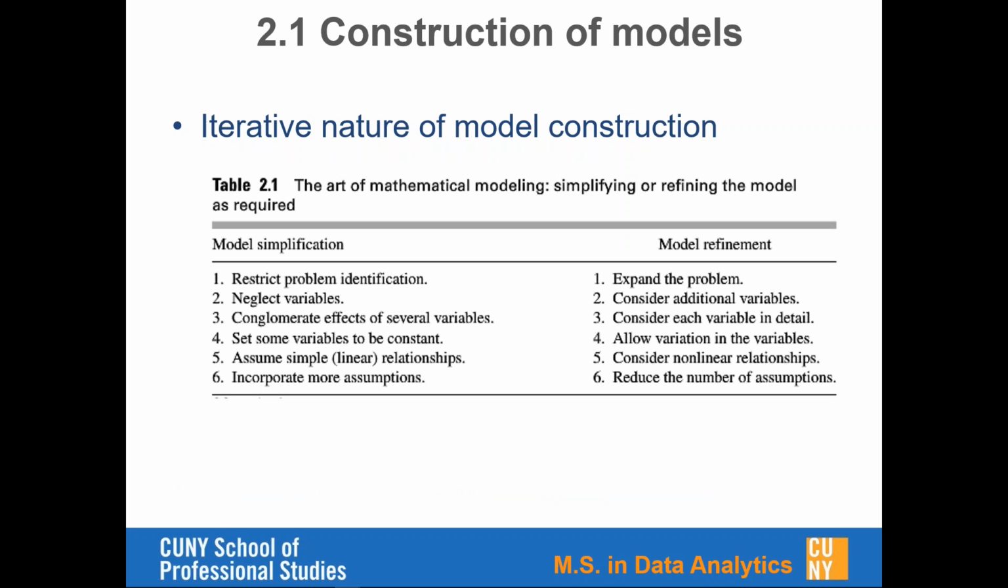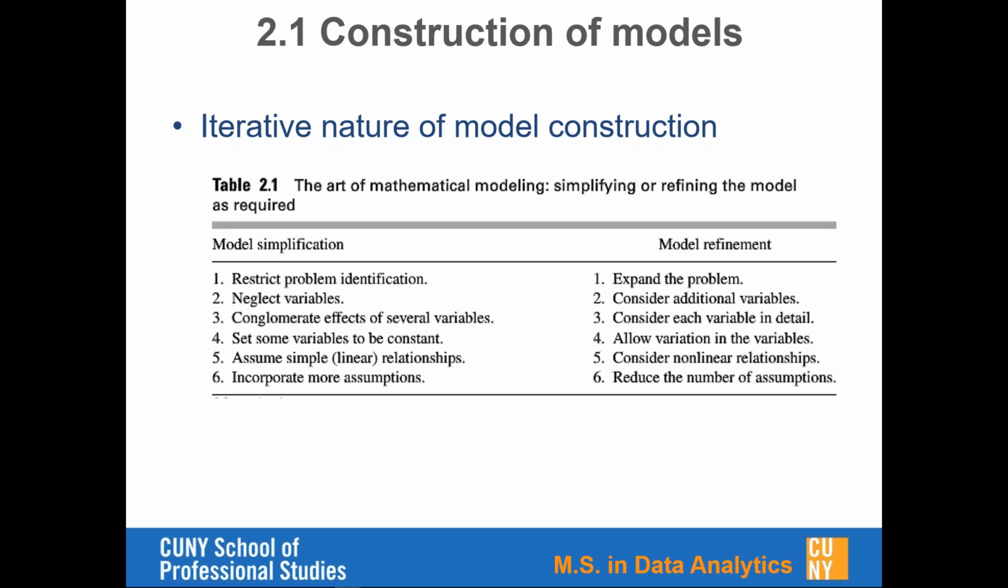You have to try to simplify or try to refine the model. Simplify meaning that you have to make certain assumptions. As this list shows you, you have to restrict problem identification. You have to neglect some of the variables. You have to think about some variables that may be simplified by certain relationships, and then you have to incorporate some assumptions into the model simplification stage.